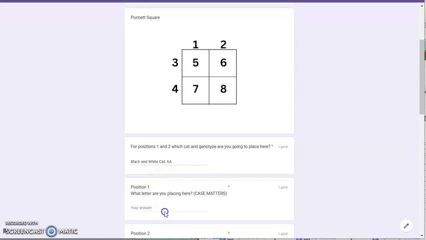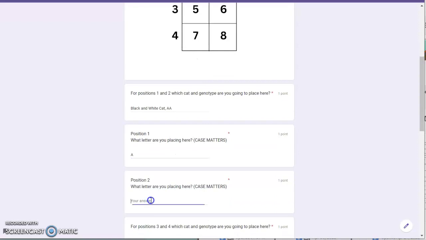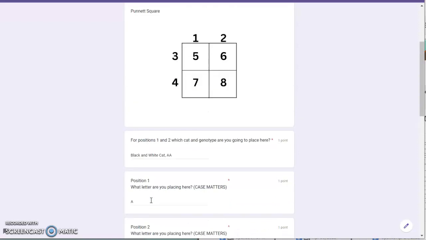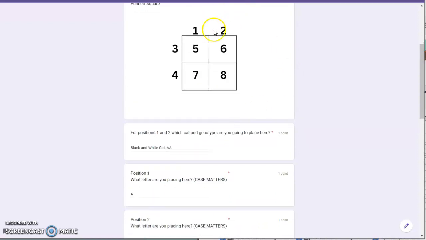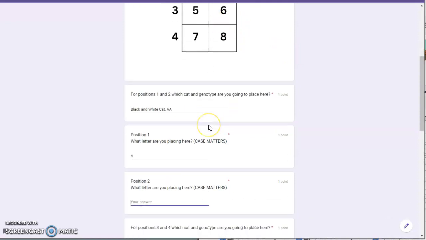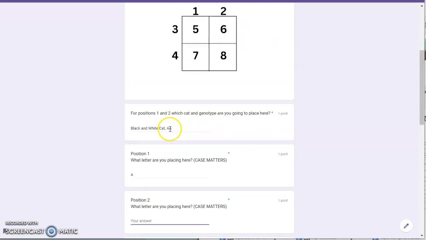In position 1, what letter are you putting here? The case does matter. So are you putting capital A or lowercase a? I'm putting uppercase A. Position 2. So we're going to look at position 2, which is right here. I'm going to be placing an uppercase A.